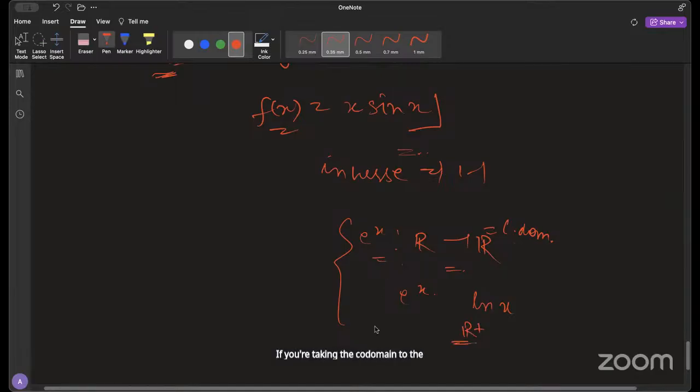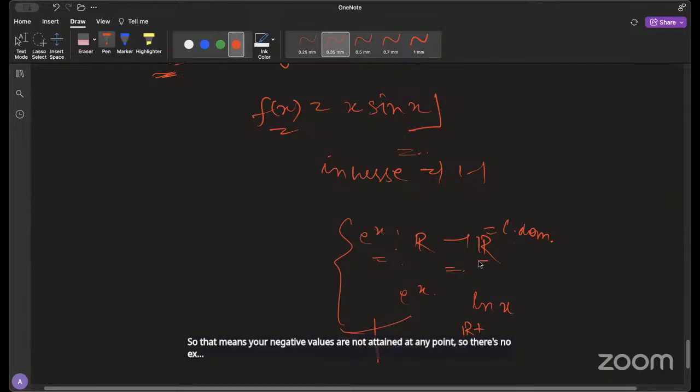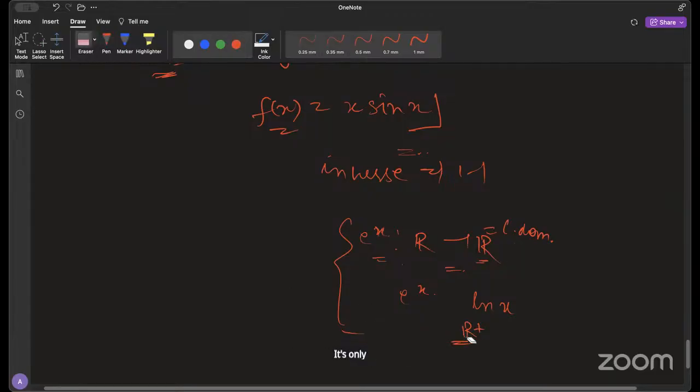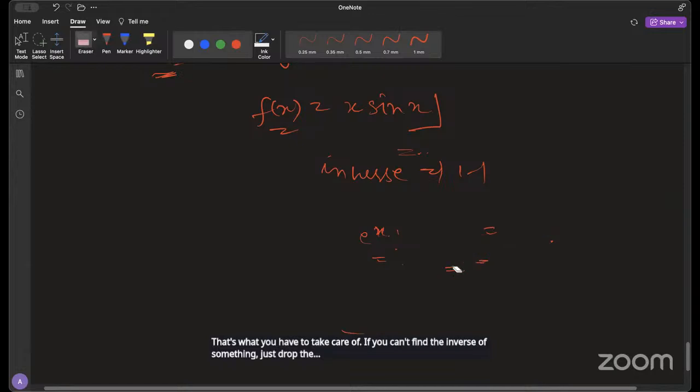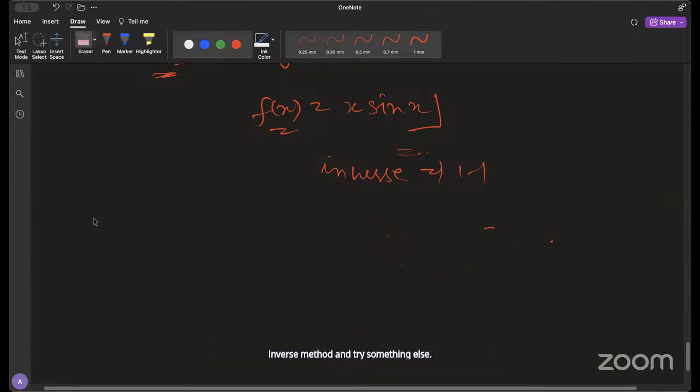Look at the graph of e to the power x. You don't have negative values here. That means your negative values are not attained at any point. There's no x for which e to the power x is negative. So it's only invertible onto R plus. That's what you have to take care of. If you can't find the inverse of something, just drop the inverse method and try something else.